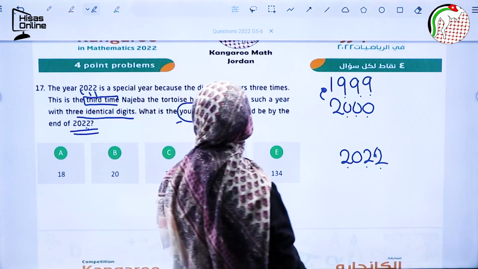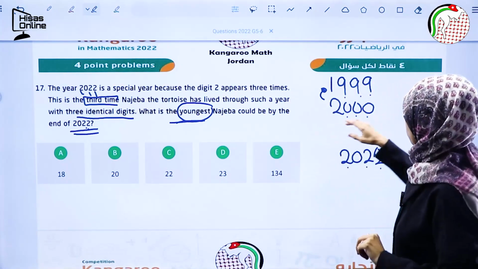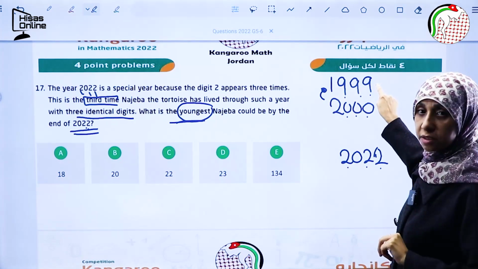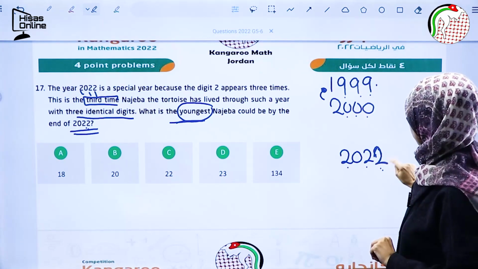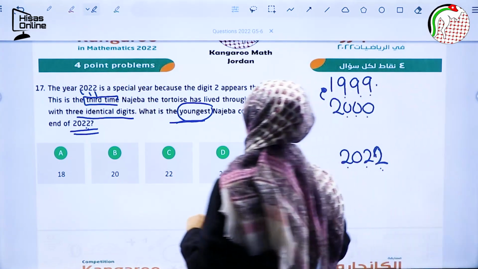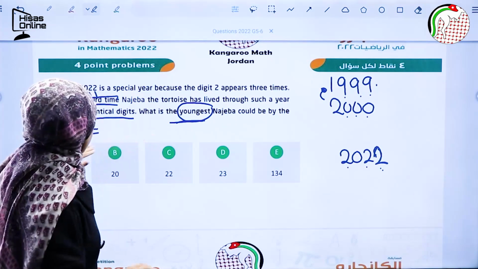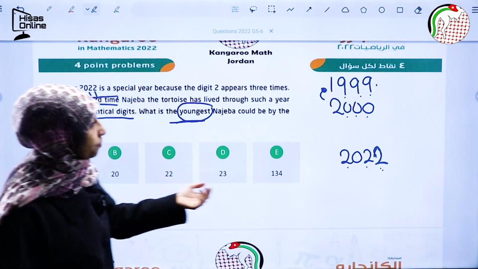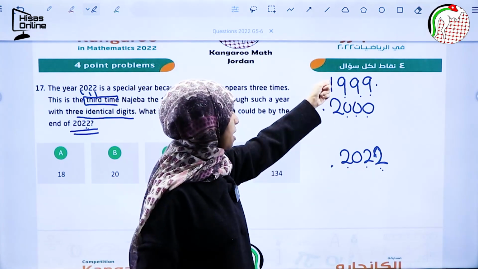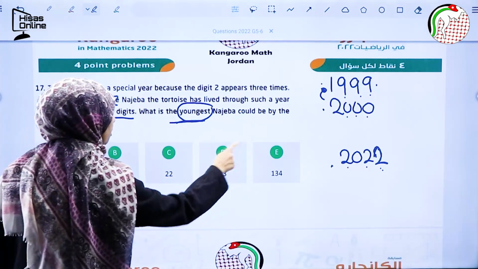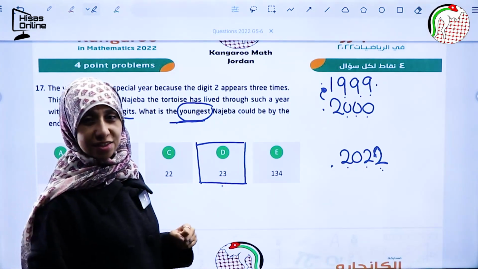So, the youngest that Najiba could be, starting 1999 up to the end of 2022, what would Najiba's age be by the end of this year? Let's count. From 2000 to 2022, this is 22 years and 1 year here. That makes D the right answer, which is 23 years old.